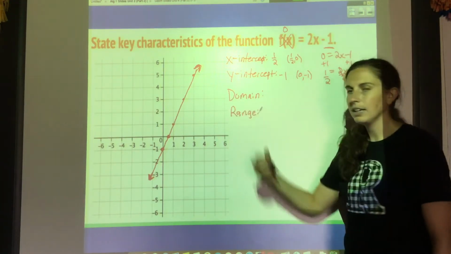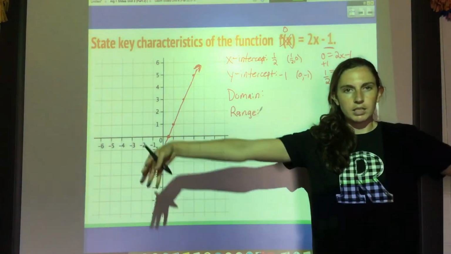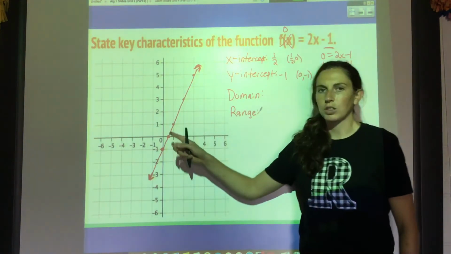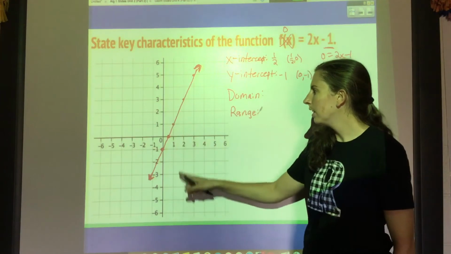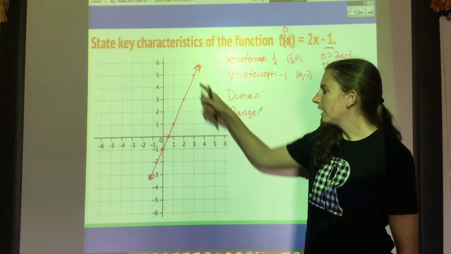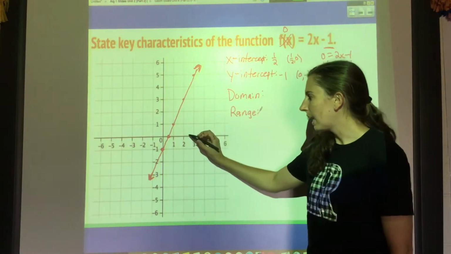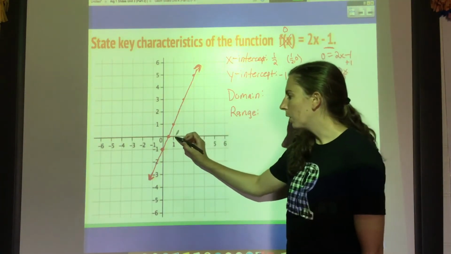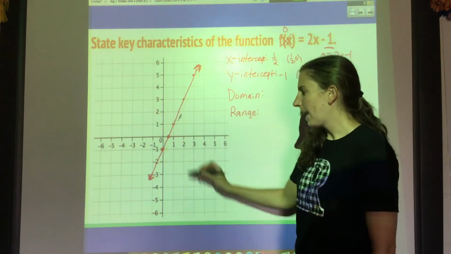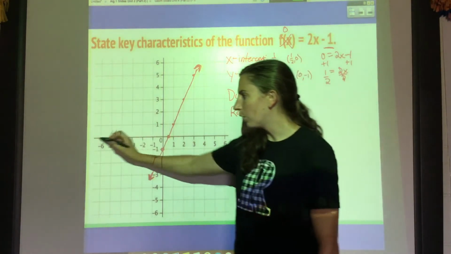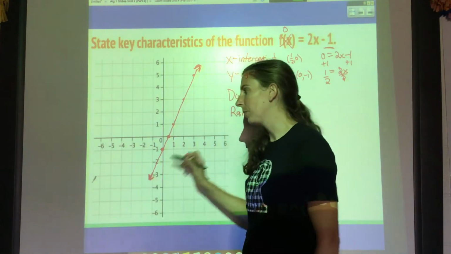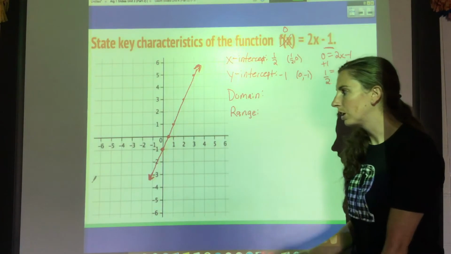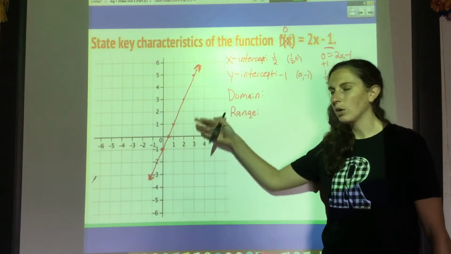Remember, the domain is all the possible x values, all the input values. And think about the points on this graph. This graph has 1, 1, and 2, 3, and 3, 5. It's even got 1.5, and it's got an output there. And even 1.1 has an output. And same thing in the negative direction. I could go -6 and I would have an output. I could go to -5,000 and I would have an output. So regardless of where I am on the x-axis, I always have an output.